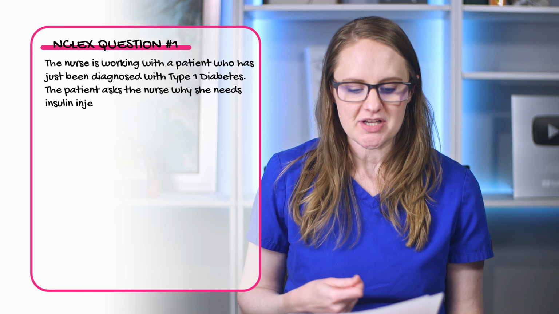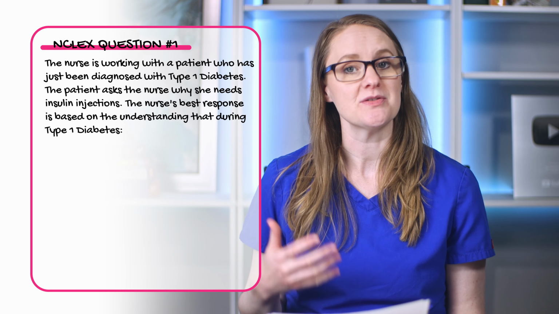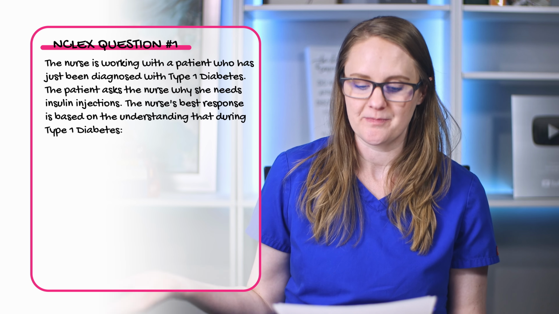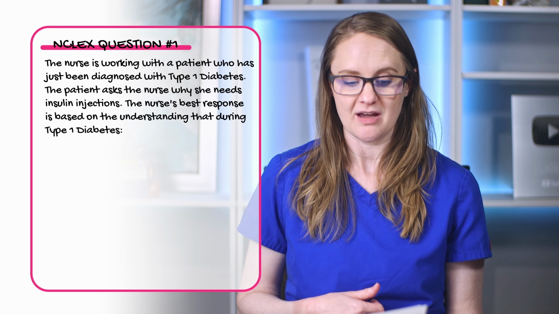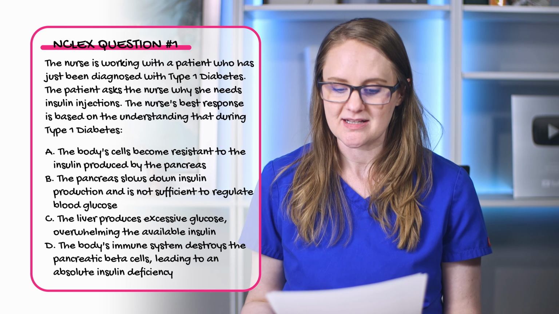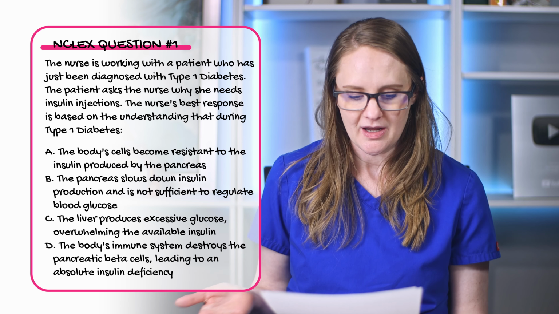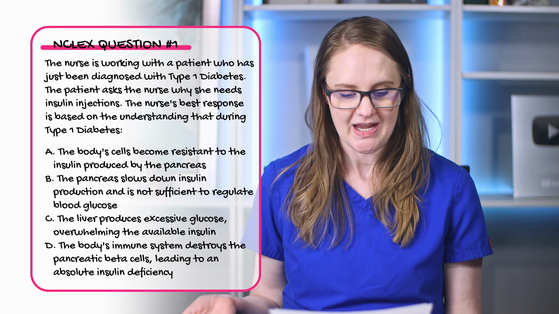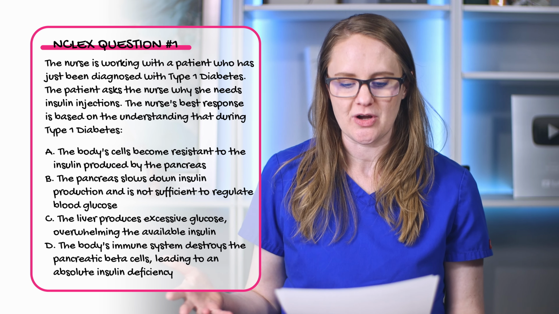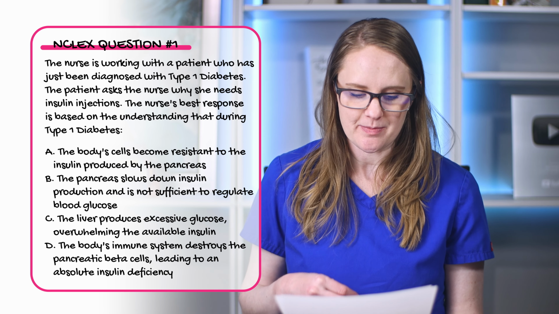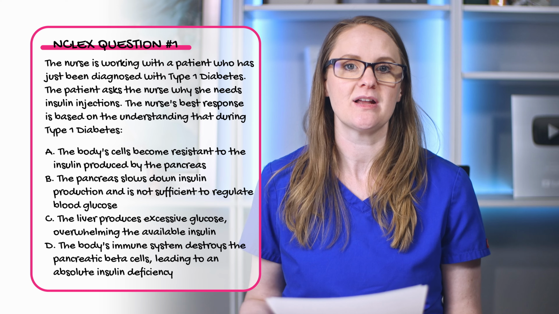So question number 1 here for type 1 diabetes: the nurse is working with a patient who has just been diagnosed with type 1 diabetes. The patient asks the nurse why she needs insulin injections. The nurse's best response is based on the understanding that during type 1 diabetes, A, the body cells become resistant to the insulin produced by the pancreas. B, the pancreas slows down insulin production and is not sufficient to regulate blood glucose. C, the liver produces excessive glucose, overwhelming the available insulin. Or D, the body's immune system destroys the pancreatic beta cells, leading to an absolute insulin deficiency.